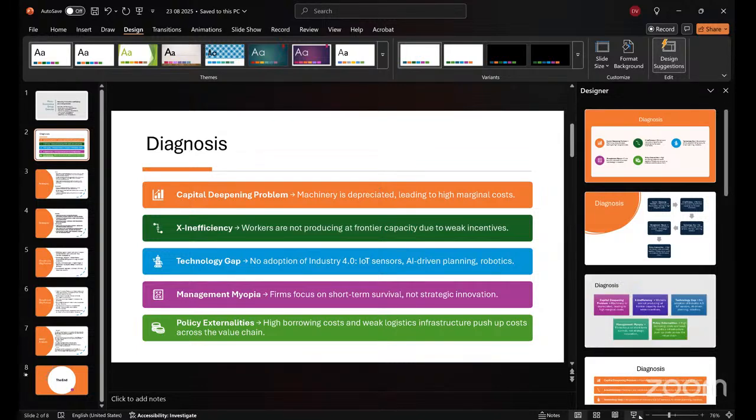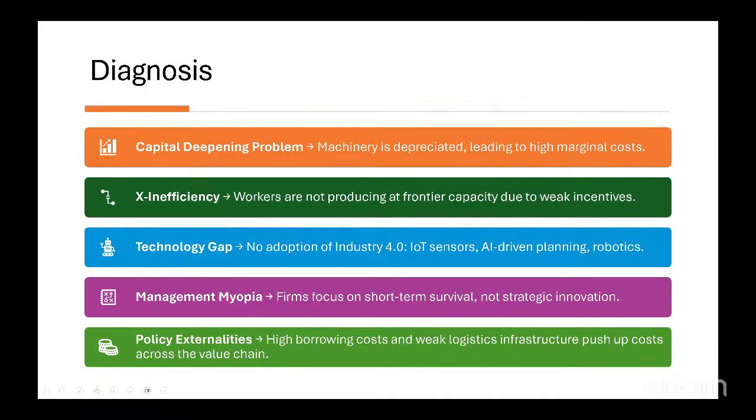Now, picture a factory where the machines are over 20 years old, workers don't have the right training, and the management spends more time putting out fires than actually planning ahead. So what exactly is driving this inefficiency?